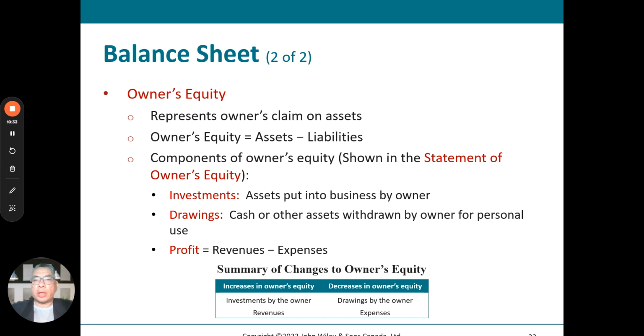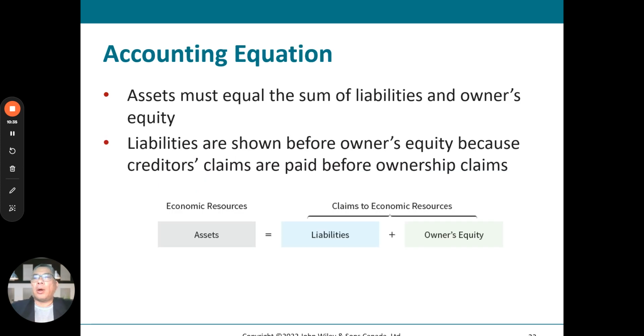Accounting equation: assets must equal the sum of liabilities and owner's equity. Liabilities are shown before the owner's equity because creditors have a claim and are paid before the ownership claim. What are the economic resources? Is the asset equal to liabilities plus owner's equity? We can claim to the economic resources. So these must balance. The left side and the right side must balance.